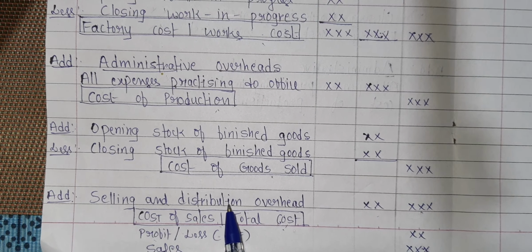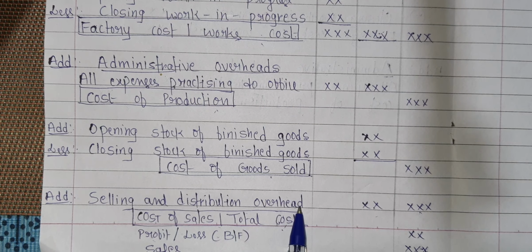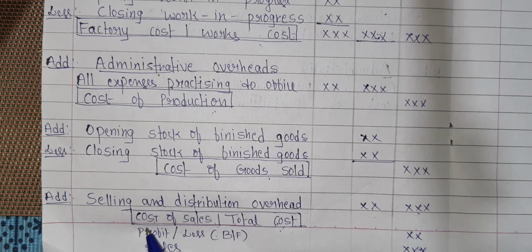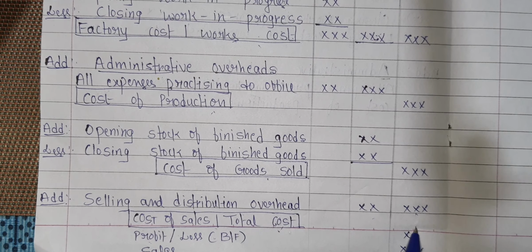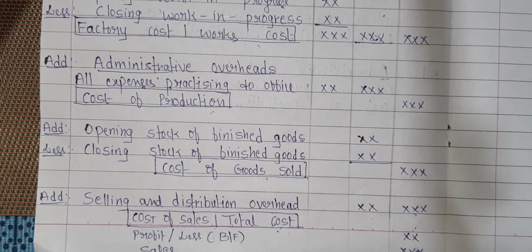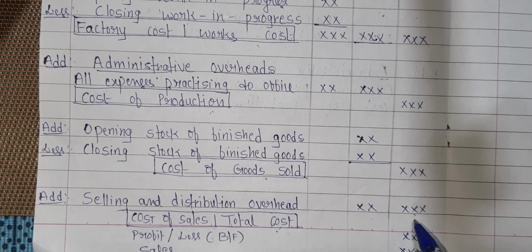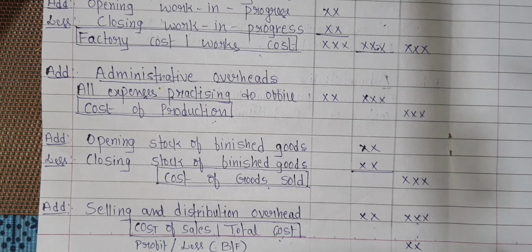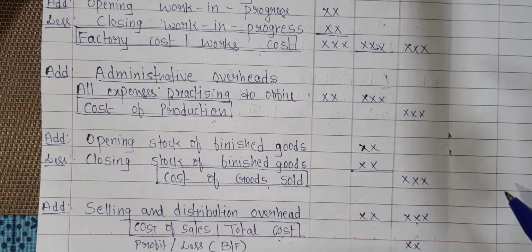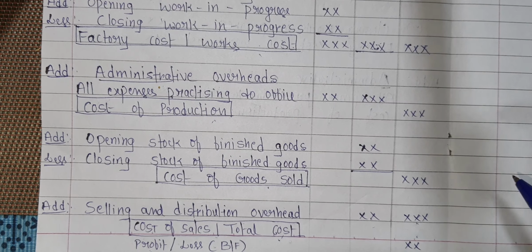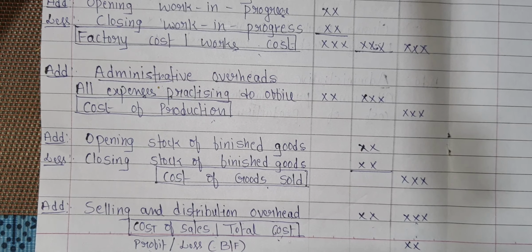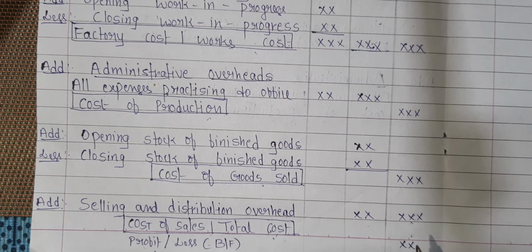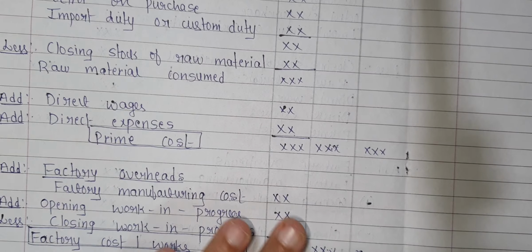Next one is selling and distribution overheads. Then after that we will arrive at cost of sales or total cost. And at the end, we have to write down sales, and from sales we have to deduct the total of prime cost, factory cost or works cost, cost of production, cost of goods sold and cost of sales. Okay, then we will arrive at profit or loss. That is our balancing figure. Clear? This is about the format of cost sheet.